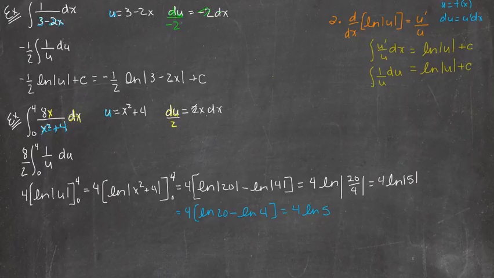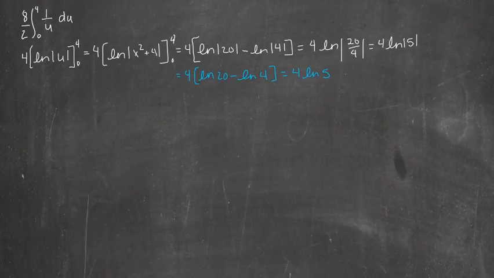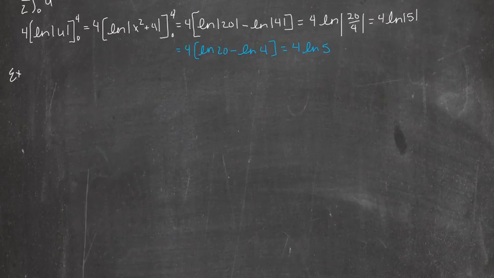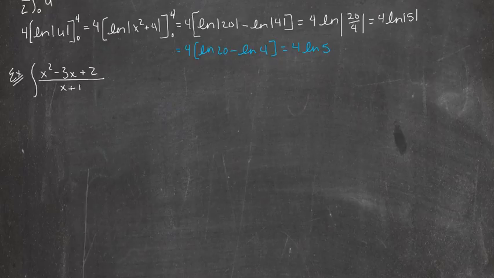But sometimes you have to do some rewriting in order to even apply the rule. So let's look at one of those, or a couple of those, I think. Sometimes you get some big ugly thing like x squared minus 3x plus 2 over x plus 1, and you're asked to integrate that.